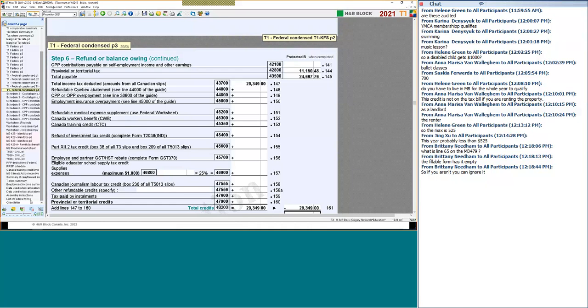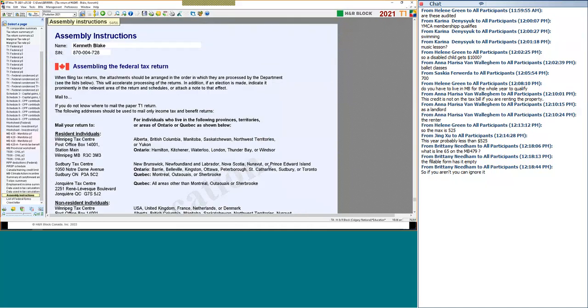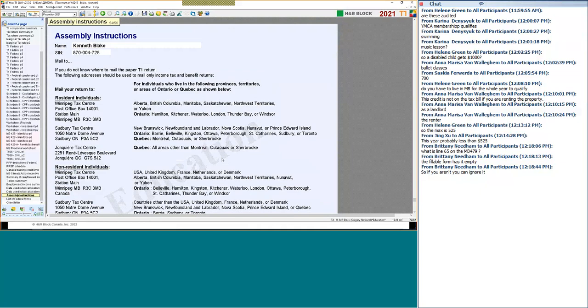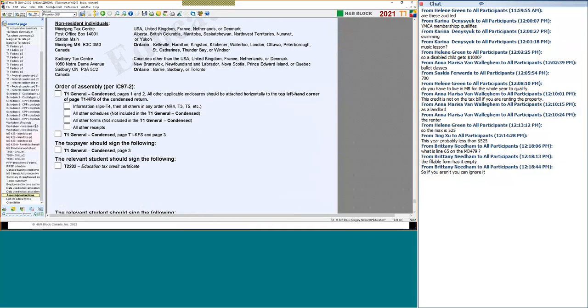If you're doing it in real life, we have a really handy assembly instruction page that tells us where to mail things to and what order you have to put things in and how many things have to be signed. So if you're going to sign things, what do we have to sign as well? This is going to give us a checklist in our software program. We do this automatically to help us assemble our paper returns.